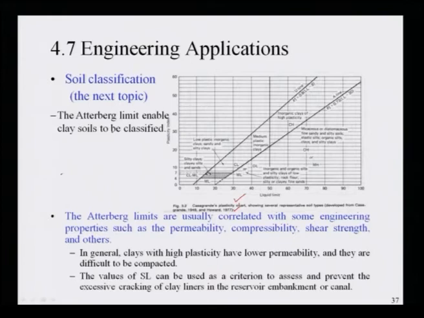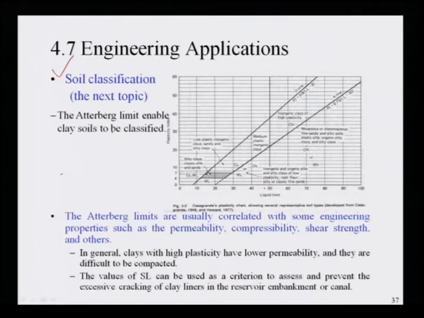The Atterberg limits are usually correlated with some engineering properties. Why are we doing this? First is soil classification. That means whether it is inorganic or organic, whether it is plastic, low plastic or high plastic, from the classification point of view we do this Atterberg limit test.